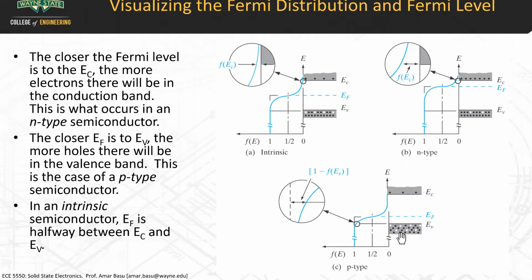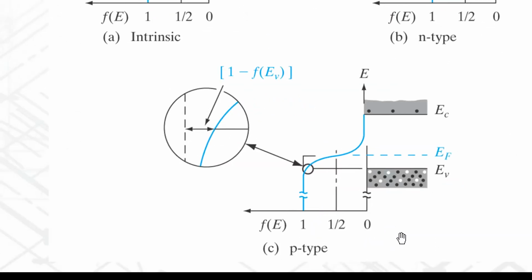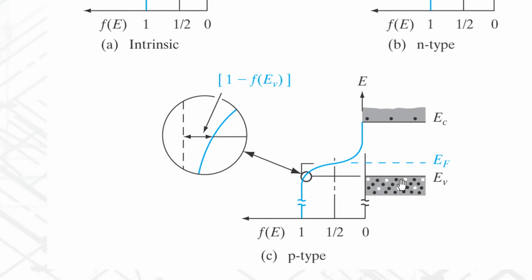So with p-type, you have a Fermi level here. It's just closer to the valence band. Since it's farther away from the conduction band, the Fermi probability becomes very, very close to 0. So there's very few electrons. But by moving the Fermi level closer to the valence band, the probability of finding a hole increases.